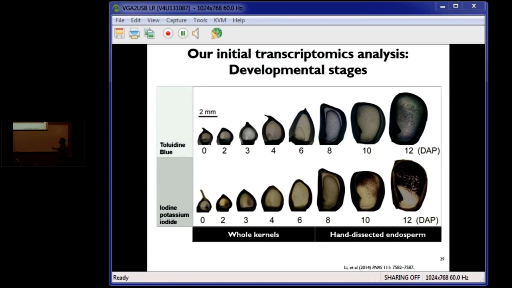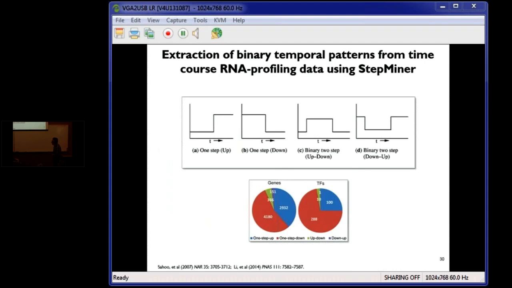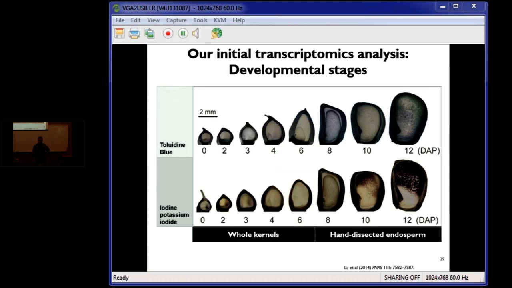So anyway, we collected whole kernels, and we collected hand-dissected endosperm from these stages. We extracted RNA from these, and we sent the RNA to be sequenced using a deep sequencing approach. Now, the idea was that we were looking for genes, that is, presence or absence of RNAs, that are expressed at one stage of development and perhaps not at an earlier stage or not at a later stage. Okay? We were looking to identify how changes in gene expression over time can be extracted from this data.